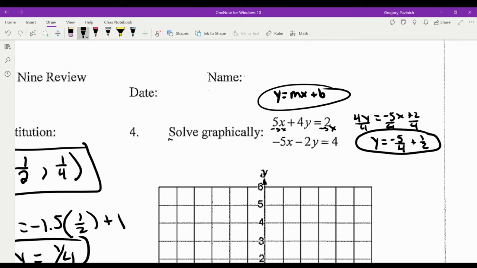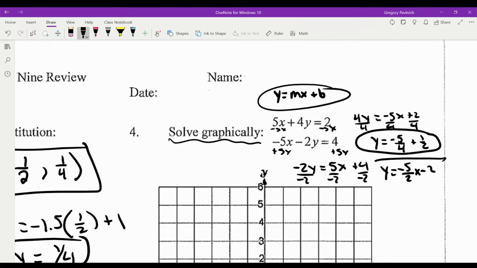I'm sure it says solve by graphing and they give us a hand graph, so it's going to come out okay. So my next one, I'm going to add my 5x to the other side. Negative 2y is equal to 5x plus 4. I'm going to divide it by negative 2. y is equal to negative 5 halves x minus 2. I left the x off on both of those. Okay, and now I'm ready to graph.